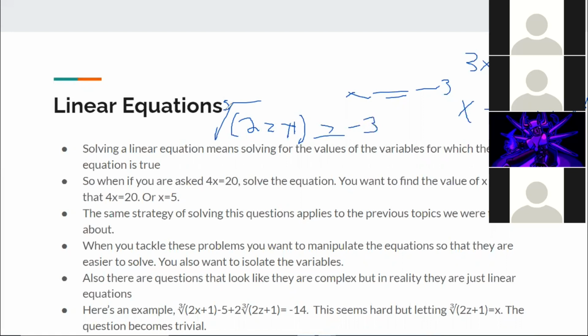So you can cube both sides, and you're going to get 2z plus 1 is equal to negative 3 to the power 3, which is just negative 27. Or you'll get 2z is equal to negative 28, so z is equal to negative 14. So it looks pretty hard, but it's actually really easy.